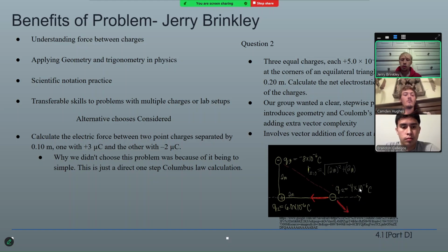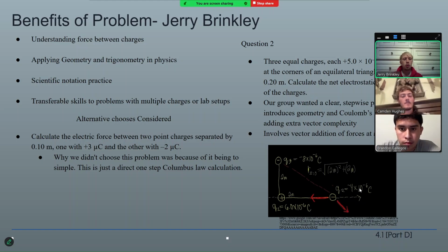Alternative choices considered. These are problems that we decided not to do. Calculate the electric force between 2 point charges separated by 0.10 meters. One with plus 3, that little weird u is microcoulombs, so plus 3 microcoulombs, and the other is negative 2 microcoulombs. Why we didn't choose this problem was because it was simple. This is just a direct one-step Coulomb's law calculation.